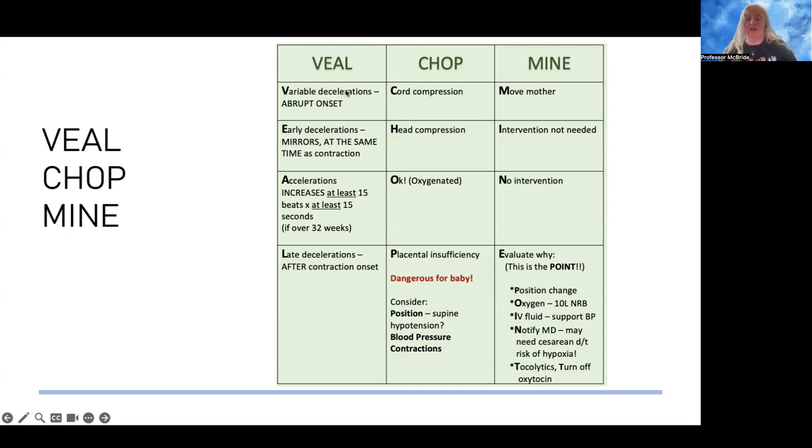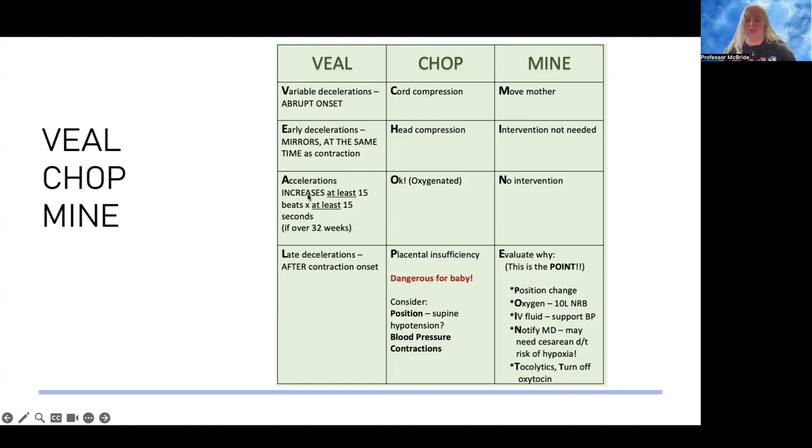If you see a variable deceleration, it has that abrupt onset where the heart rate drops quickly and returns to the baseline quickly and makes a V shape. E is for early. Early decelerations happen at the same time as the contraction.